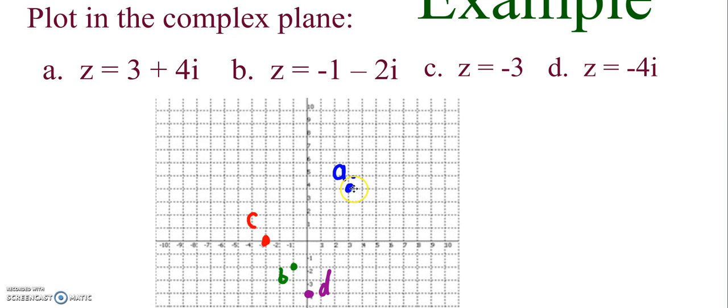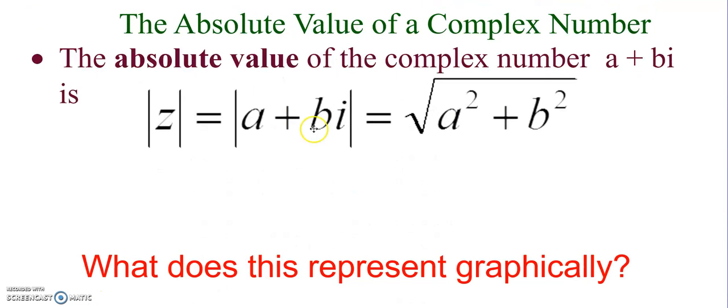So here we have the point A, which is 3 plus 4i, so I went 3 to the right, 4 up. Here I have point B, negative 1 minus 2i, so I went 1 left, 2 down, so there's point B. Point C is negative 3 plus 0i, so that's just 3 to the left on the real axis. And D is negative 4i, so that's just 4 down on the imaginary axis. Hopefully that was pretty straightforward.